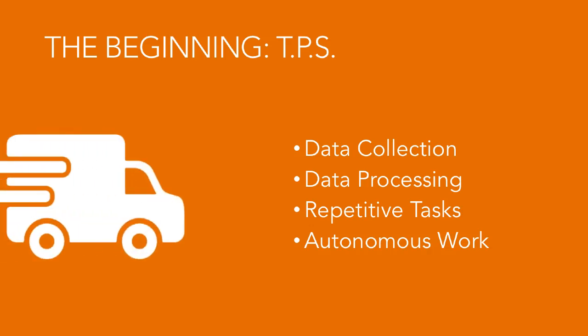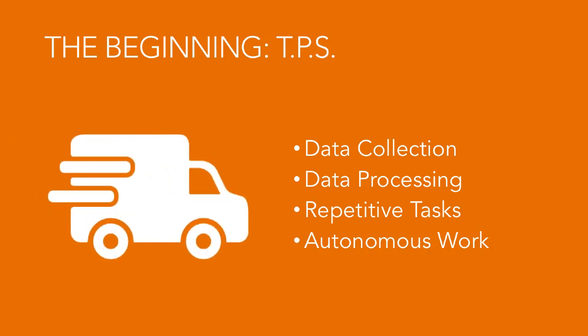Now, where we see this is in a couple places. First, inventory, like we've talked about, deliveries, and even in payroll. Payroll is a very autonomous type of system. If we look at the four things we have up here, the data collection: it has the information for whom to pay. The data processing: it takes the hours and turns that into the amount of pay that should be paid. The repetitive task is that it does this for every person that should be paid. And the autonomous piece is that it does it automatically.